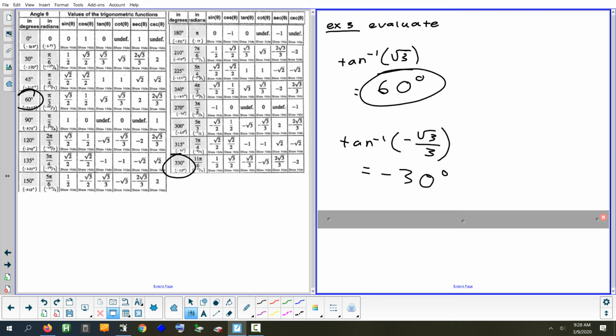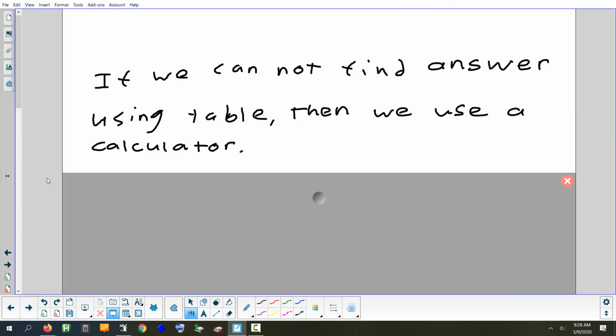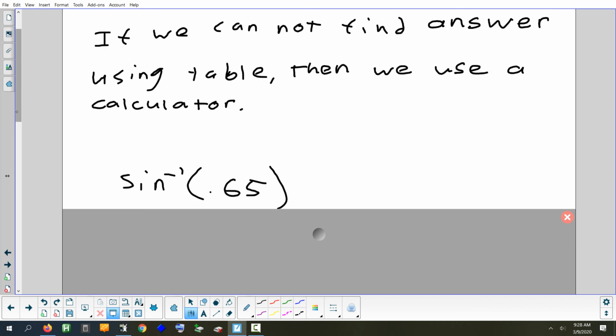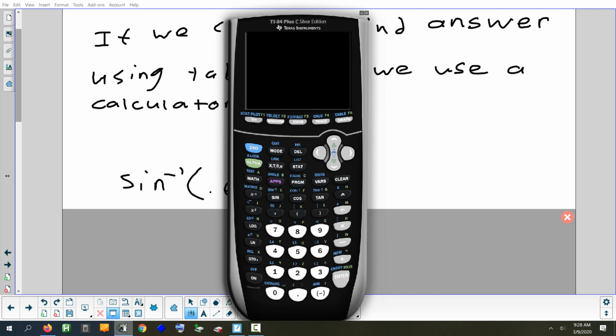All right. So the chart does a lot of good stuff, but it only helps you with angles that are multiples of 30 and 45. So if you can't find the answer in the table, then we're going to use a calculator. So on most calculators, like the graphic one that I use on the board a lot, to get to an inverse trig function, you have to press second. Now, if you have a Casio calculator, they seem to do things really different sometimes, so it might not be the same.